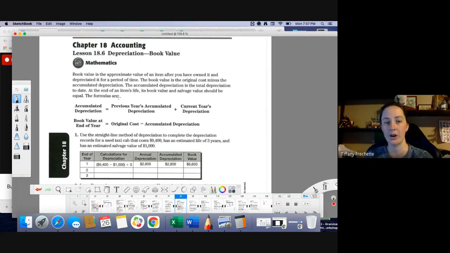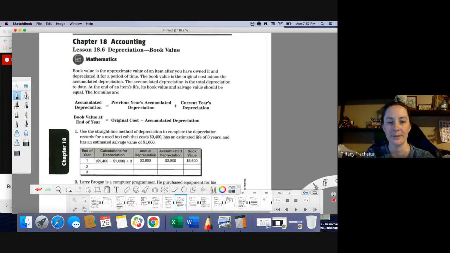The formulas are, so we have accumulated depreciation equals previous year's accumulated depreciation plus the current year. So we're just adding the depreciation each year. It keeps totaling more and more. Book value at the end of the year is the original cost minus the accumulated depreciation. So the depreciation so far.